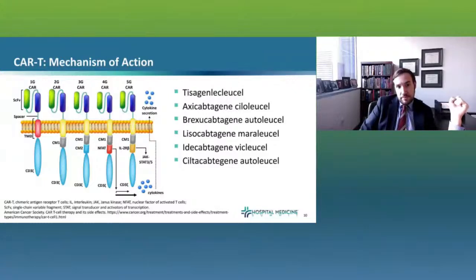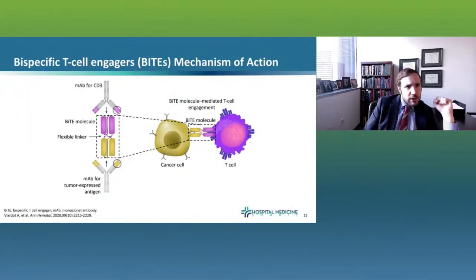And again, just to look at what these things look like, the money is really in these single chain variable fragments up here, the green and purple items. These are on the extracellular portion of the construct, and those are the things that are actually bioengineered to target the antigens on the tumors. And then in there you have these intracellular components, specifically CD3, and they also have some other components that help potentiate that response for cytokine release and killing of the tumor.